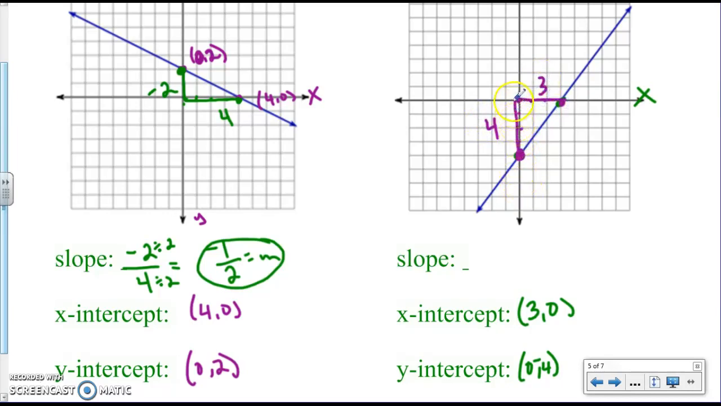So my slope is my rise over my run. So I went up 4 over 3, and I can't reduce that. So I'm going to leave it. Now the last thing I'm going to check is my sign. Is this line increasing or decreasing? Okay, you'll notice that it's getting higher. It's increasing, so that means my slope needs to have a positive sign, which it does.